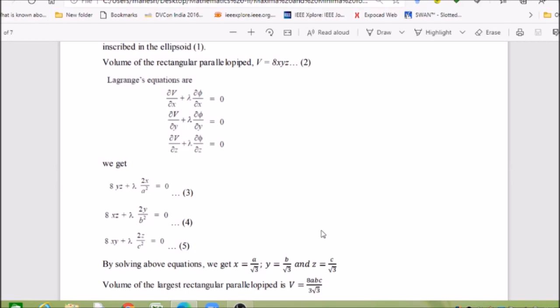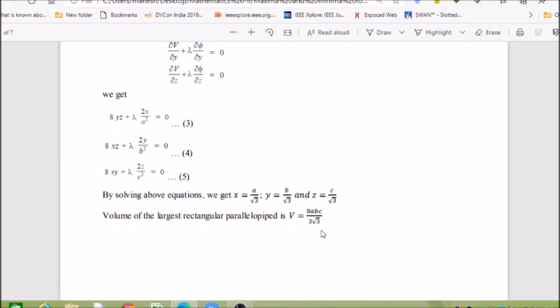So 8yz plus lambda times 2x by a square is equal to 0. That is equation 3. 8xz plus lambda into 2y by b square equal to 0. That is equation 4. 8xy plus lambda into 2z by c square equal to 0. That is equation 5. So solving these equations, we get x is equal to a by root 3, y is equal to b by root 3 and z is equal to c by root 3. So by substituting these values, the volume of the largest rectangular parallelepiped V is given by 8abc by 3 root 3.